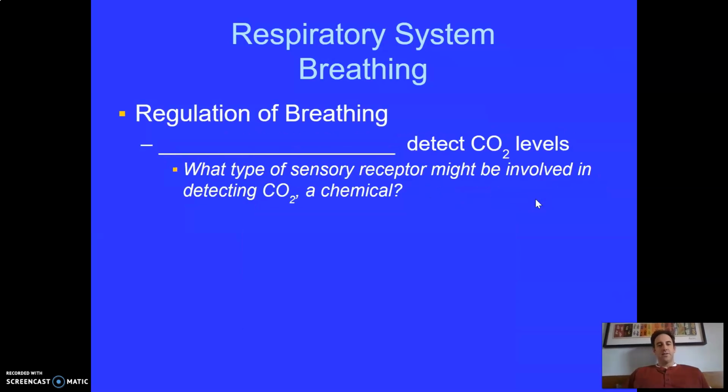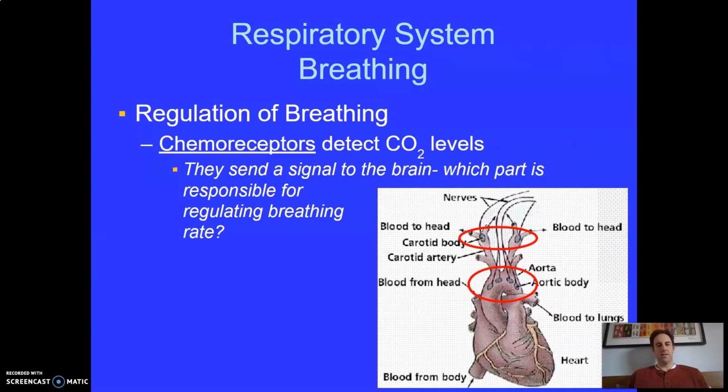Regulation of this process. The way breathing is regulated is it detects CO2 levels. Now, think back to when we looked at the senses. What kind of sensory receptor might be involved in detecting a chemical? Remember what type it was? Remember there was mechanoreceptors, photoreceptors, and what was it? Yes, chemoreceptors. So to regulate breathing, there are chemoreceptors that detect CO2 levels in your body.